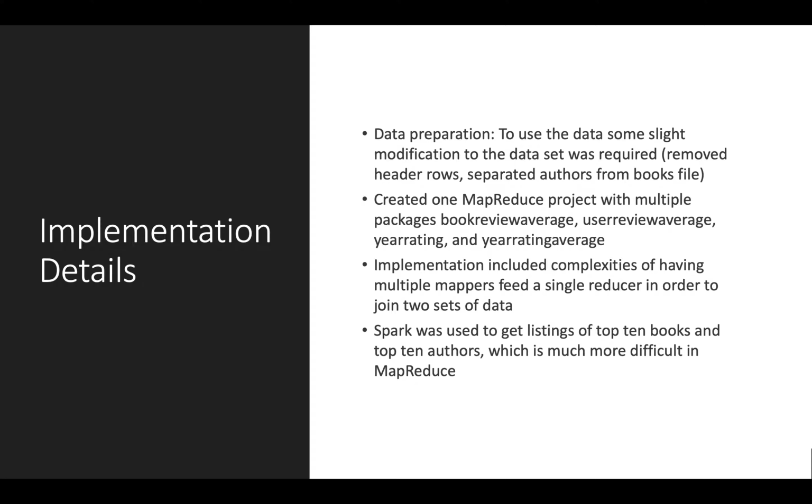So the implementation details that we had. The first thing we had to do is prepare the data. The data that we got was really, really good data, but there were a couple of things that we needed to do. One, each of the files had a header row, so we stripped that header row off. And so that was part of the data preparation. The other one was really around the authors and the books file. Inside of the books file, it's all the details of the books, but there are certain books that have been written by more than one author.